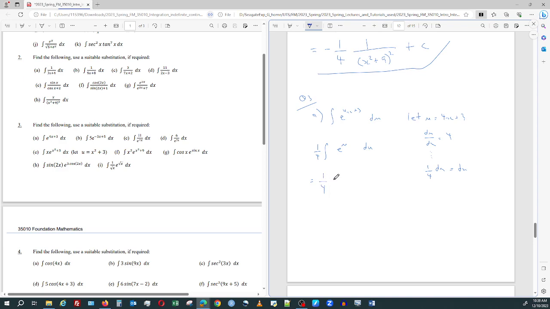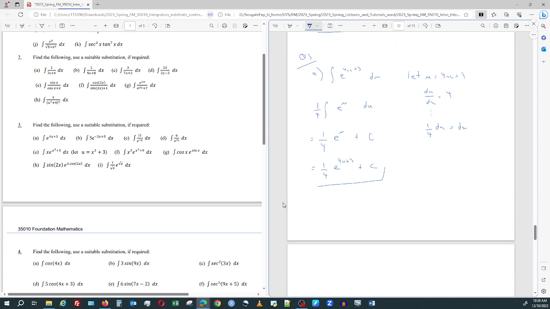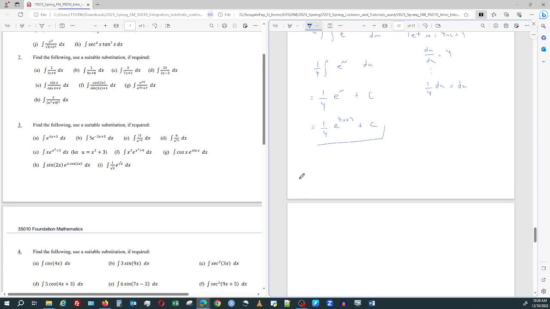So the integral of e to the u is e to the u, and finally we put in the x's, so we get 1/4 e to the 4x plus 3 plus c. That's our final. So it's great practice to be able to do these. Okay, so you must be able to do these. So persevere with it. This is the job now.